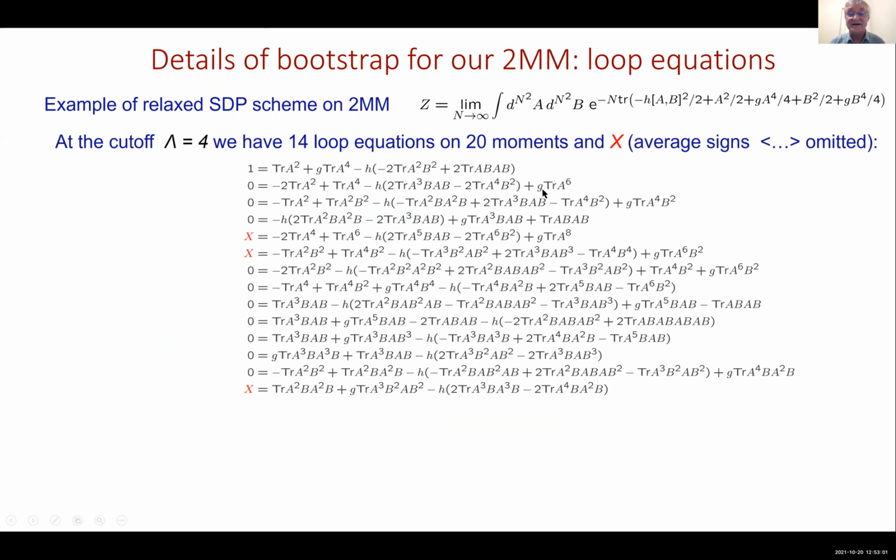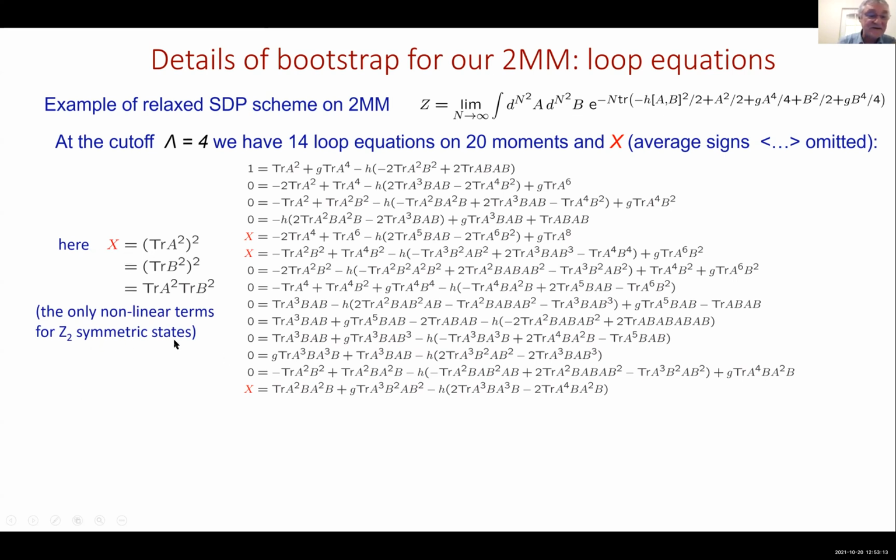And in addition, we have this X, which was a matrix Xij on the previous transparency. But here we have only one variable, X, which appears to be equal, at least for these Z2 symmetric states, to this nonlinear term, like trace A squared squared, or trace A squared trace B squared, etc. It's the same X for the symmetric phase, and it enters only in the left-hand side of the equation. So only 3 equations contain this nonlinear term at this low cutoff. The rest are linear in the moments.